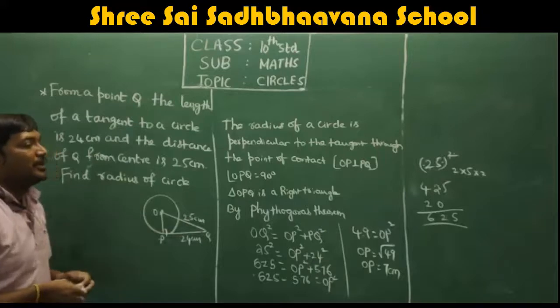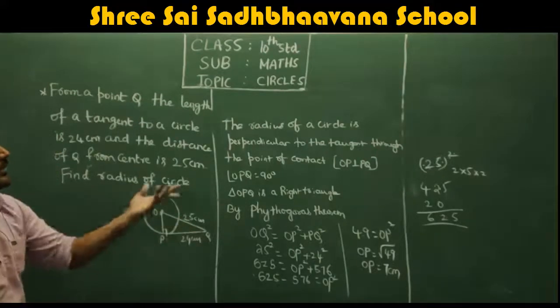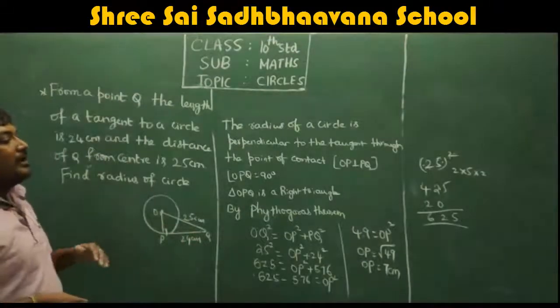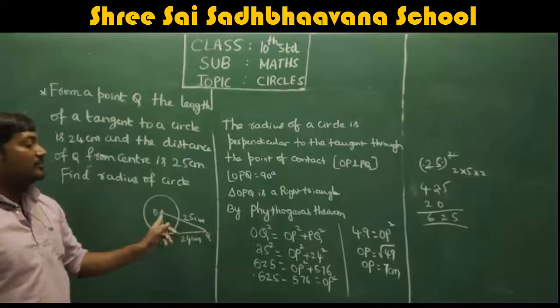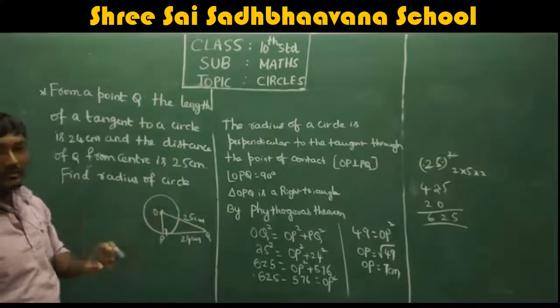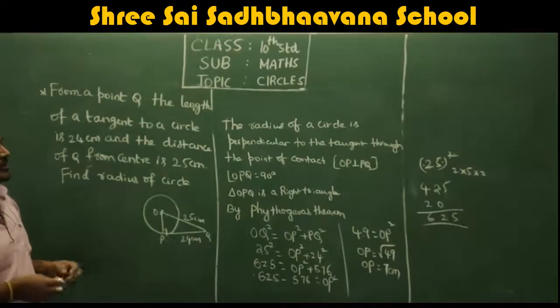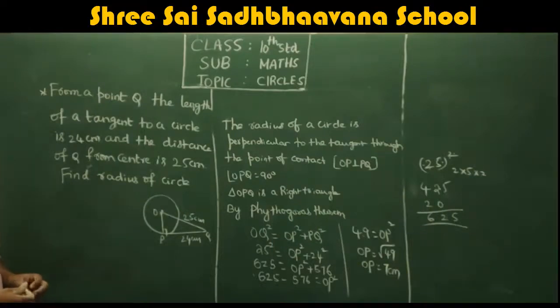So OP is perpendicular to PQ. A perpendicular always makes 90 degrees, so angle OPQ is 90 degrees. So we prove that triangle OPQ is a right triangle. As we know from Pythagoras theorem, the hypotenuse is the longest side. See, of these three sides, this is the longest side. So OQ square is equal to OP square plus PQ square. OQ square is 25 square, OP square we don't know, we have to find, and 24 square, correct? Because PQ is 24.